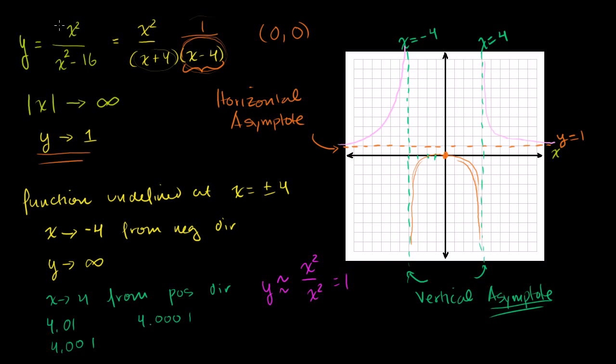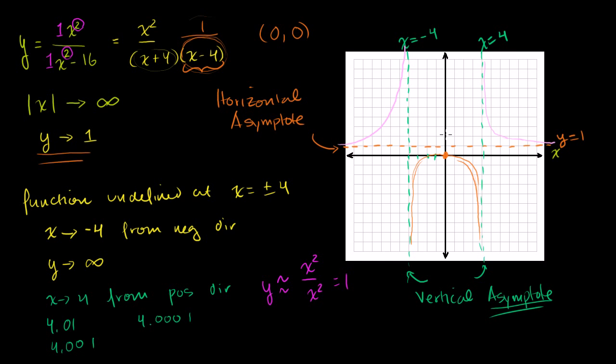So in a problem like this, where you have the same degree on the numerator and the denominator, you look at the coefficient of those terms. So in this case, the coefficient is 1 and 1. So our horizontal asymptote is going to be 1 divided by 1, or y is equal to 1. If this was 2x squared over x squared minus 16, our horizontal asymptote would be y is equal to 2.